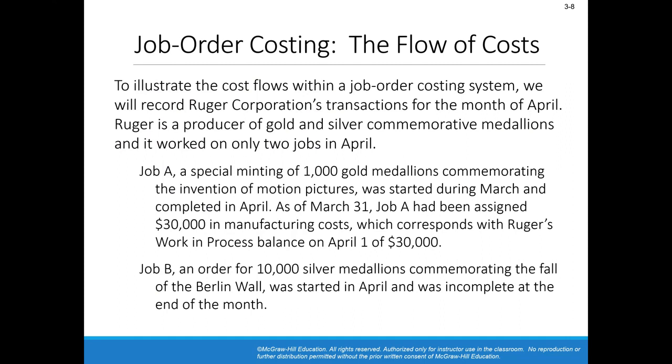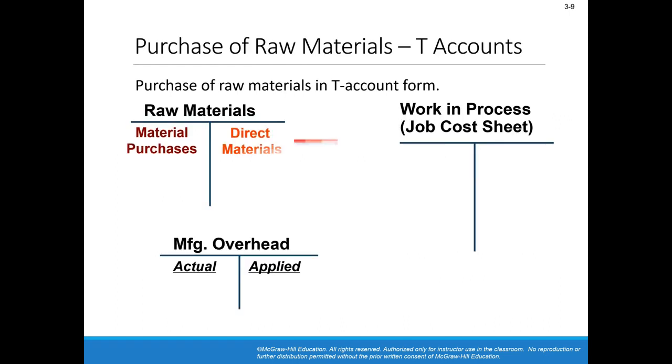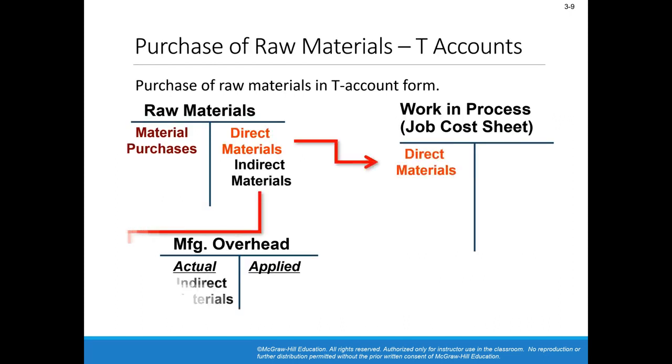So you see it's still in work in process. We have manufacturing costs of 30,000 that's been assigned to that job A. Then we have job B, an order for 10,000 silver medallions commemorating the fall of the Berlin Wall, was started in April and was incomplete at the end of the month. Okay, so it's incomplete. We're not going to move that, right? We're going to leave it in the work in process.